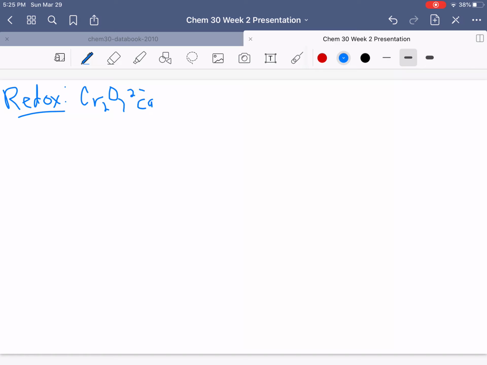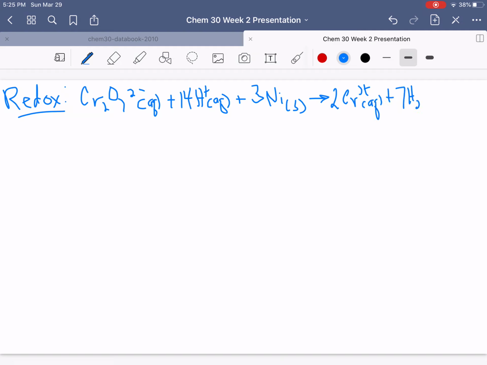Cr2O7 2 negative aqueous, plus those same 14H plus. Now take note, 3 nickel solid is going to produce 2 Cr3 plus aqueous, plus those same 7 waters. And now this has to be multiplied by 3 as well. 3 Ni 2 plus aqueous. Oh wait, here comes the stoichiometry.